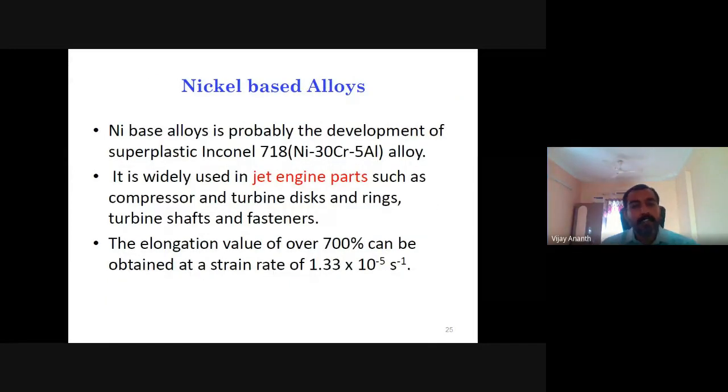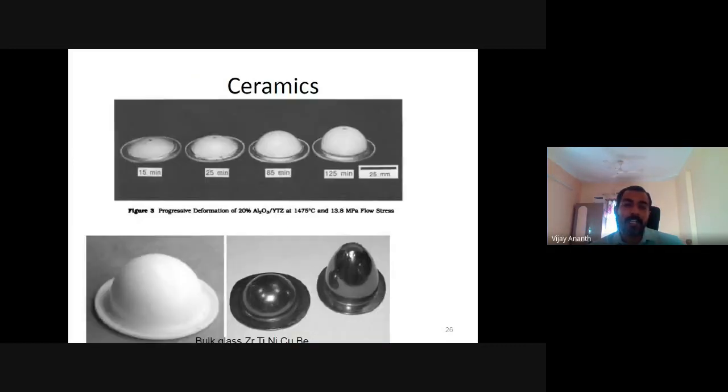Nickel based alloys are very much used in jet engine parts. They are used in compressor and turbine discs and rings, which are all formed from nickel based alloys. These fasteners are made with superplastic forming, right? With superplastic forming we can get more than 700% elongation at a strain rate of 1.33 times 10 to the power of -5, a very slow strain rate. Okay, nickel based alloys.